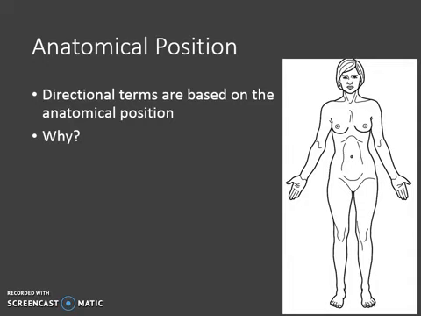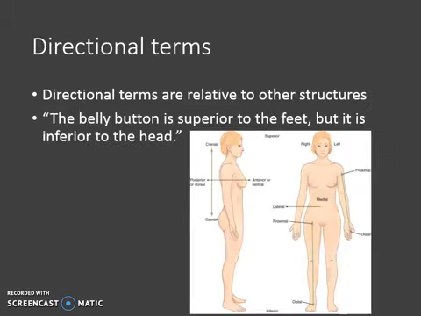Like I said, the reason we have these special directional terms that are based on the anatomical position is to reduce confusion. Instead of saying something is above something, which, depending on whether you're standing up or lying down, can mean different areas of the body, we say things like it is superior, meaning that it's closer to the head. So let's take a look at some examples.